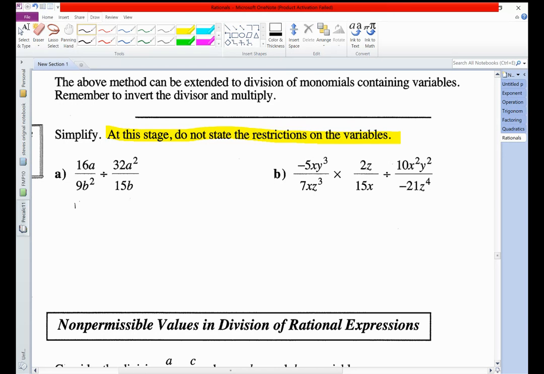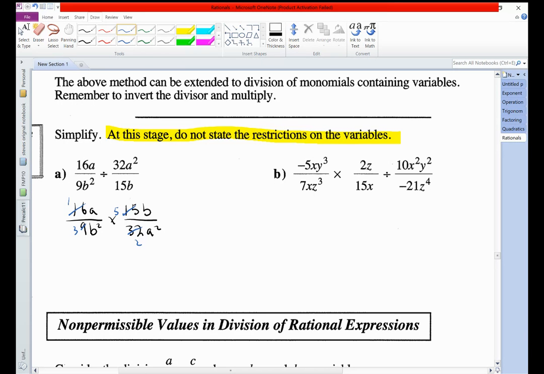So we can do our keep, switch, flip, 16a over 9b squared multiplied by 15b over 32a squared. And we can start canceling things out. I know I have 16/32, which is awesome. So if I divide both of those by 16, that becomes 1. That becomes 2, which is great. I can divide 15 and 9 by 3. So if I do that, that becomes 3, and that becomes 5.